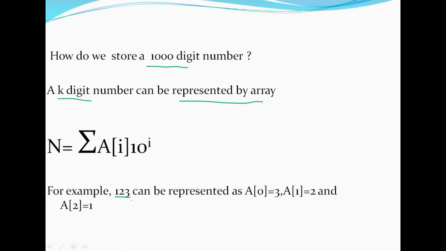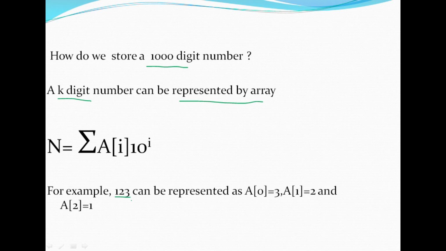So this array is essentially 3 plus 2 into 10 plus 1 into 100. Any 1000-digit number can be represented by an array of size 1000. In general, a k-digit number can be represented by an array of size k. Now it's easy to define addition, multiplication and other basic operations on this array. I will leave it to you to figure out how to do that. Addition and multiplication are not just simple operations; they will take k amount of time.